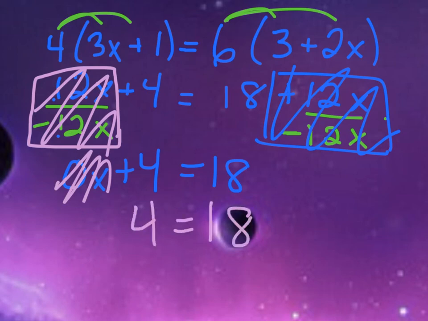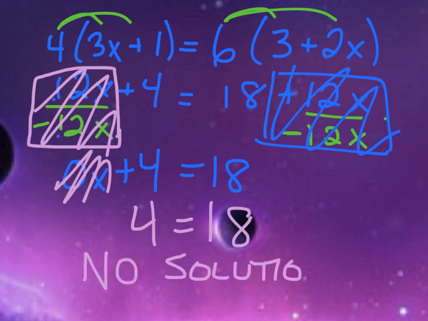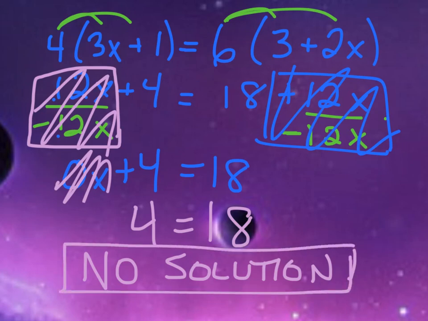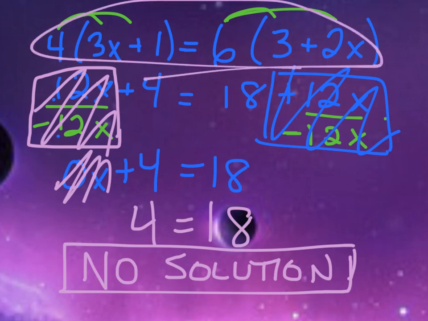Is that true? Definitely not. So what does this mean? This means that there is no solution to this problem. It is a trick question, and it sometimes happens. So yeah, what no solution means is basically there is no possible x value that would ever make this original equation true. Kind of weird, but just the way it works sometimes.